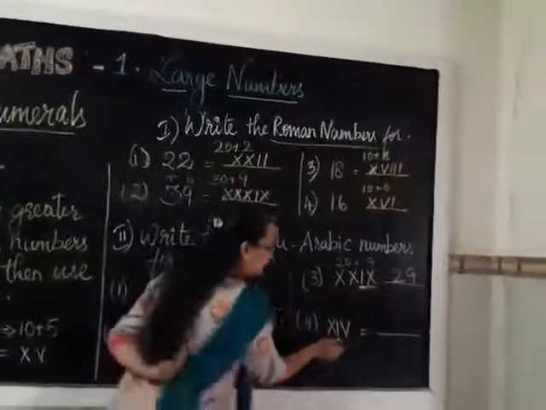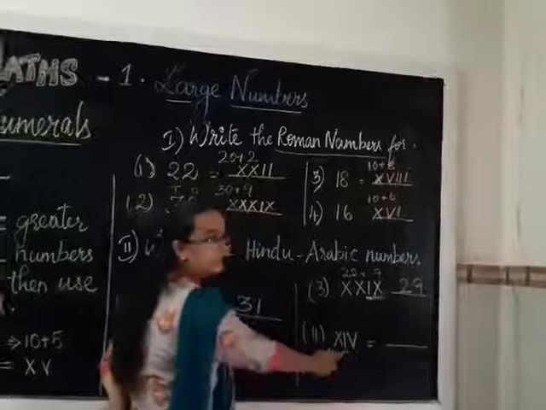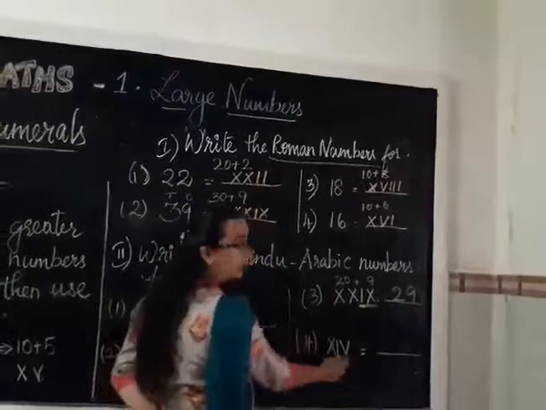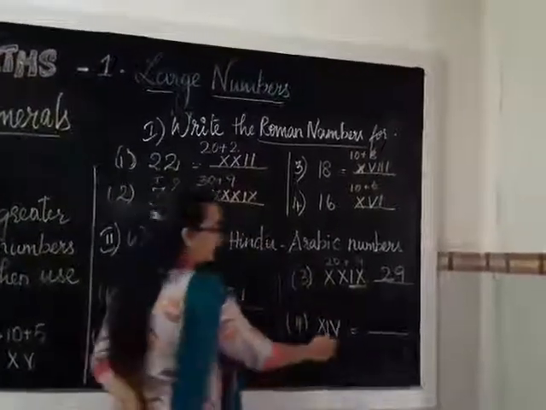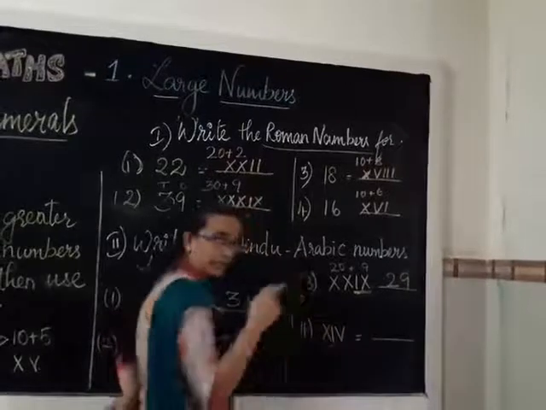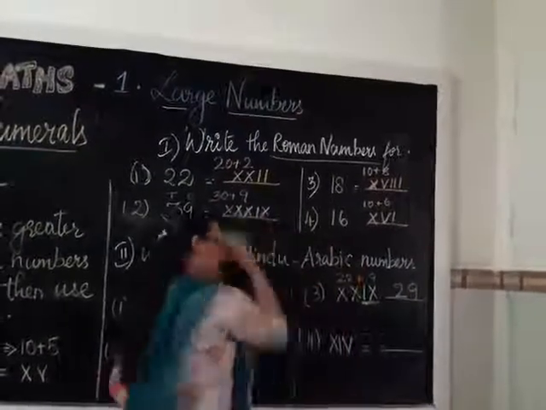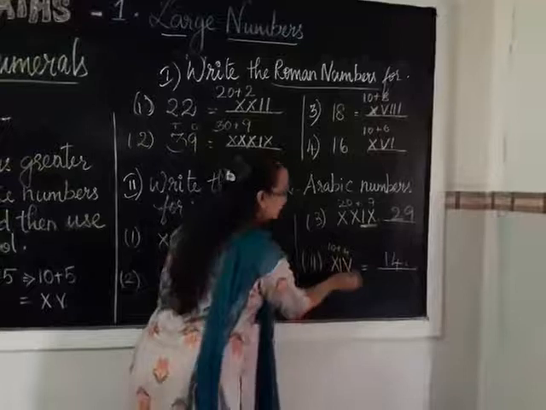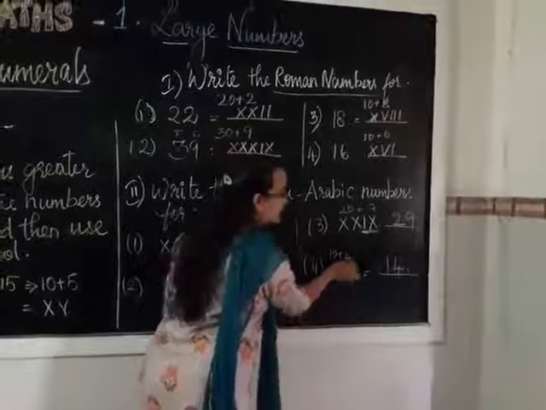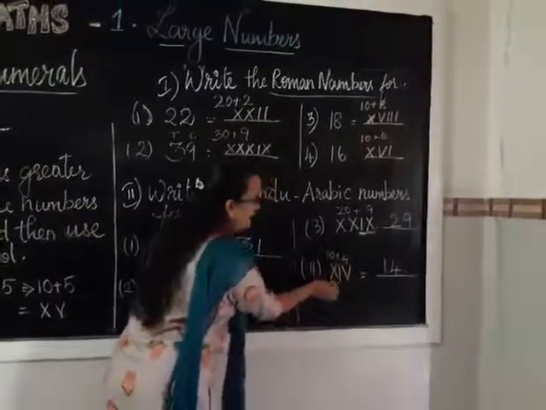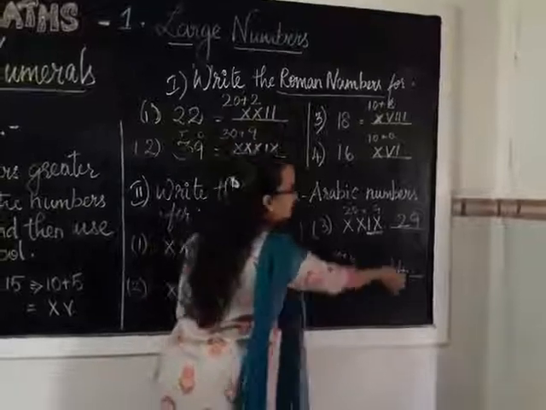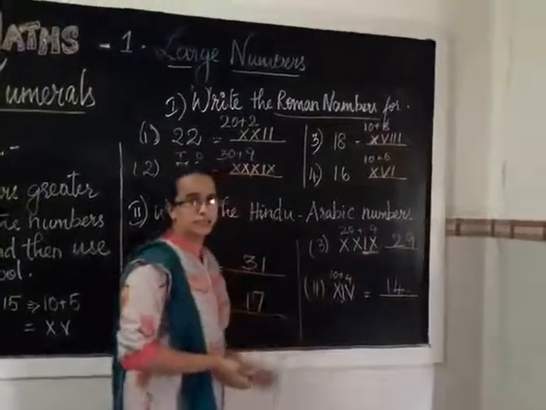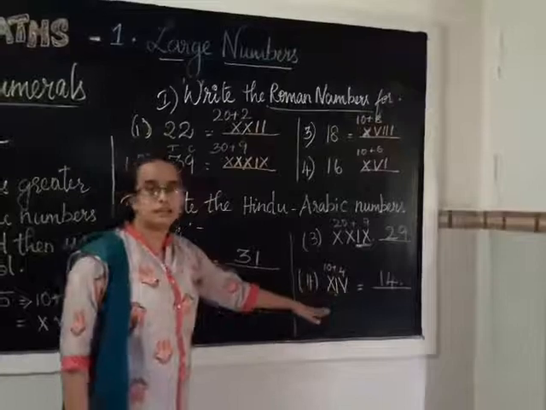Now see here. Here also I is there, and after that you have the greater symbol V. So what do you have to do? First do the subtraction, then add everything. So 5 minus 1 is 4. Then 10 plus 4 is 14. Okay, children, did you understand?